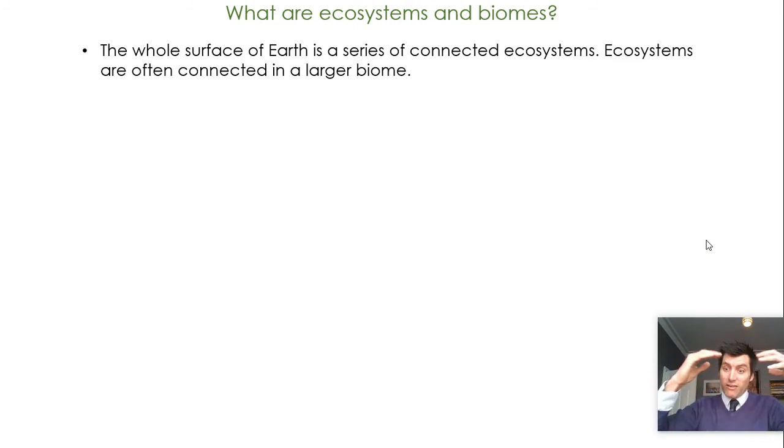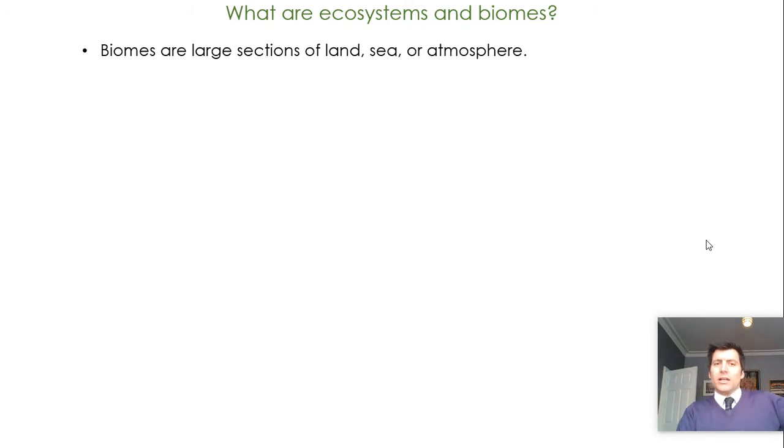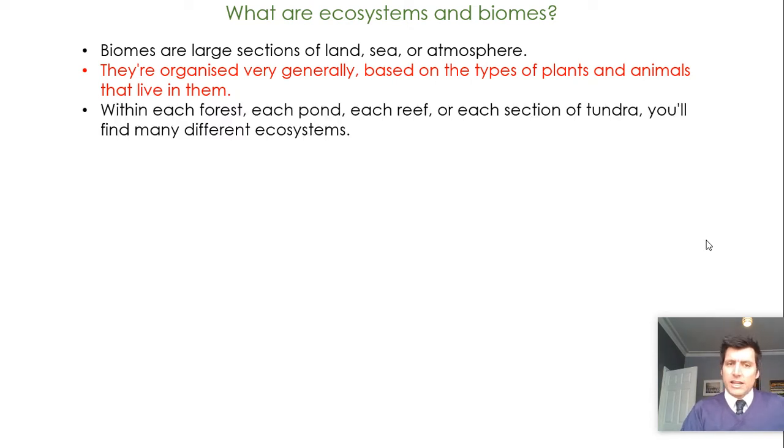So it's the idea of the house being the biome and the ecosystems sitting within the biome. Okay, so again, that idea of my house containing at least two ecosystems. Large sections of biomes then are these sections of land, sea, or atmosphere. Okay, so they are defined generally by the types of plants or animals that live in them, or the type of climate that exists there. Okay, so in each forest or each pond or wherever, there are many different ecosystems.